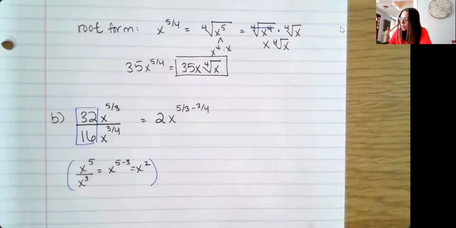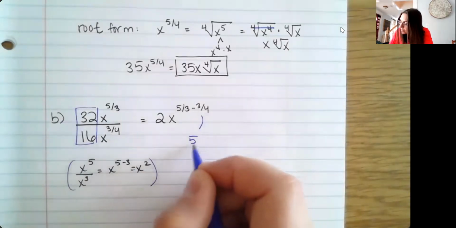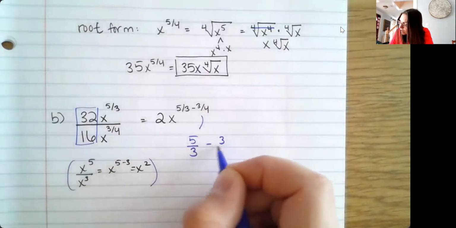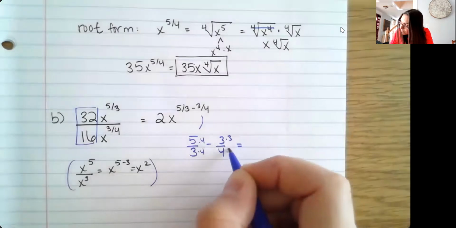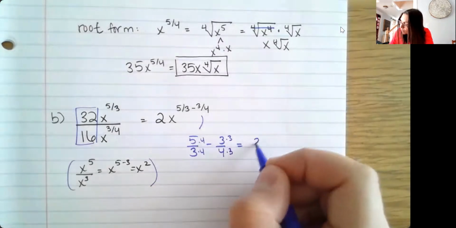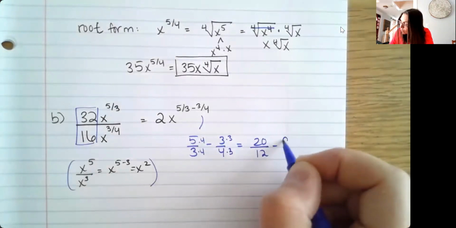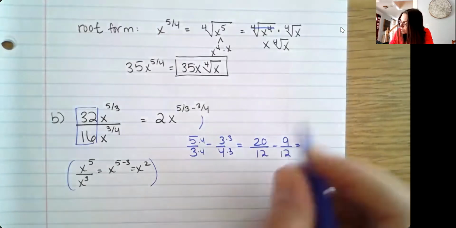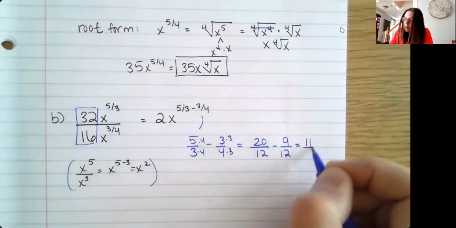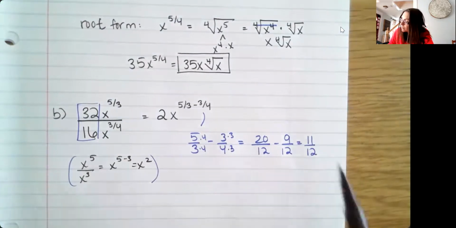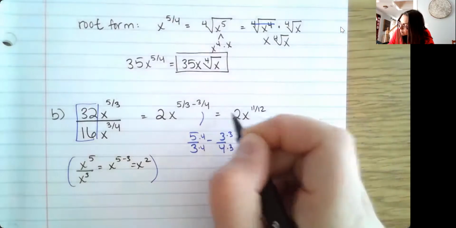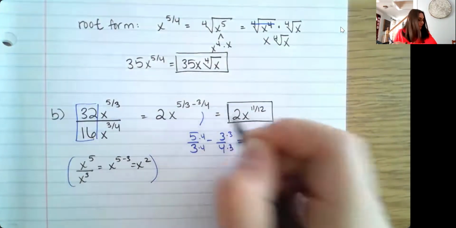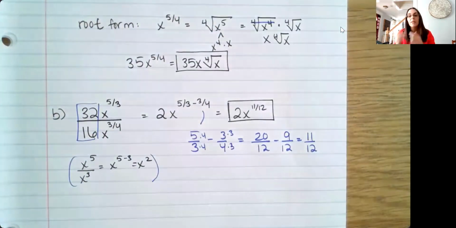So here I just have a little bit of work to do. I have 5/3 minus 3/4. I'm going to use 12 for my common denominator. So here I'm going to get 20 over 12 minus 9 over 12, which is going to give me what, 11 over 12. So I have 2x to the 11/12. And again, if we're leaving it in that exponential form, we would be done.